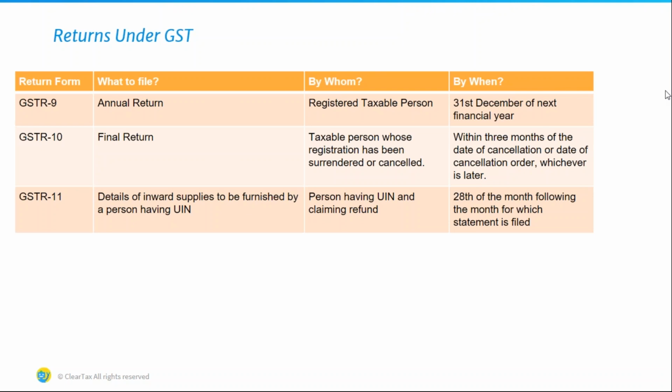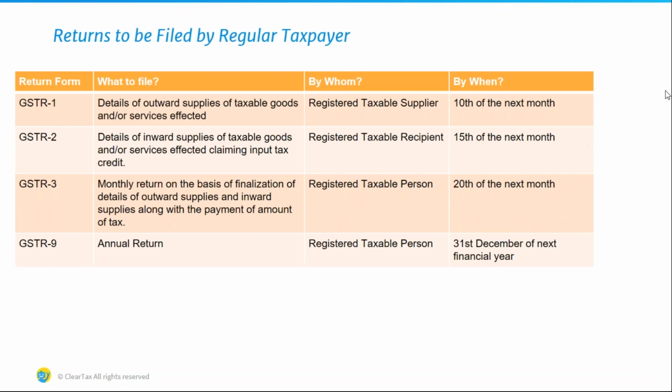And on that note, GSTR 11 has been introduced, wherein such entities which have obtained a unique identification number under goods and service tax have to file GSTR 11 by the 28th of the next month with the GSTN. So here we have covered all the returns we have. Next, we'll look into what are the returns applicable to regular businesses and composition dealers.